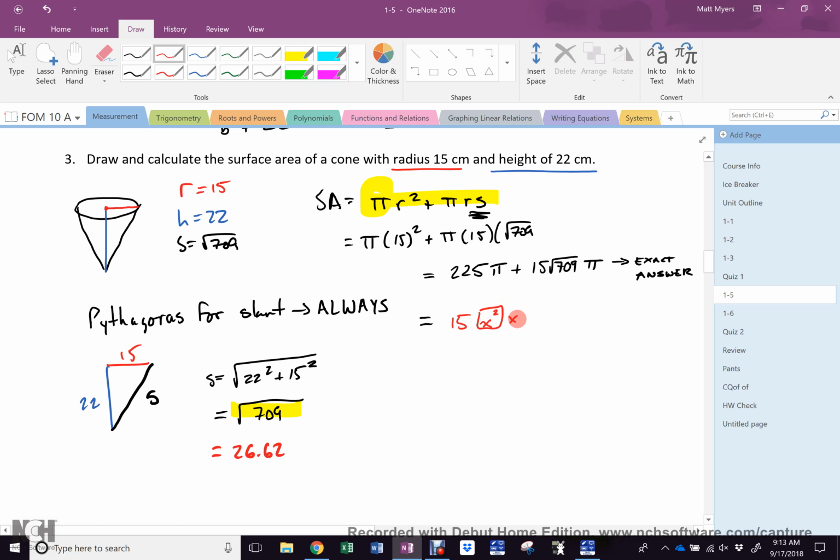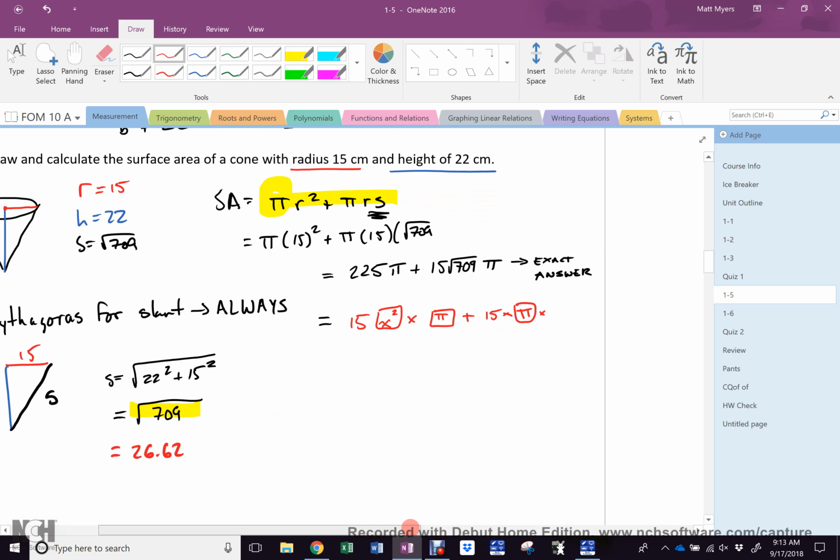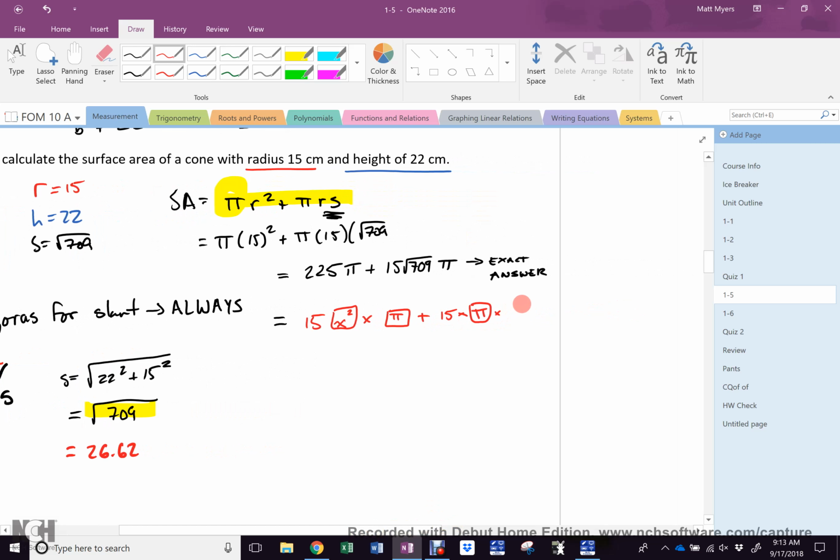Then you're going to hit times. Then you're going to hit your pi button. Every one of your calculators has it. It might be a shift to get to it. Plus 15 times the pi button times, and then depending on your calculator, however you do square root.